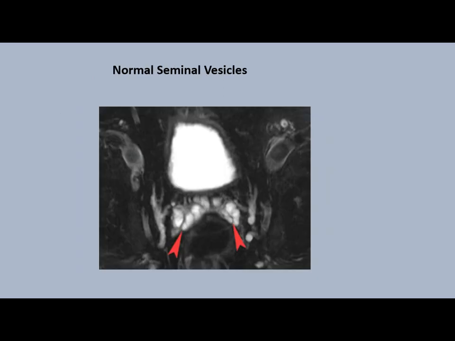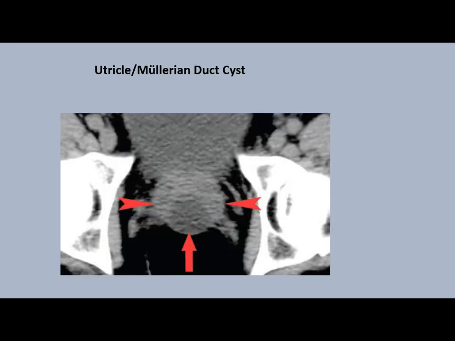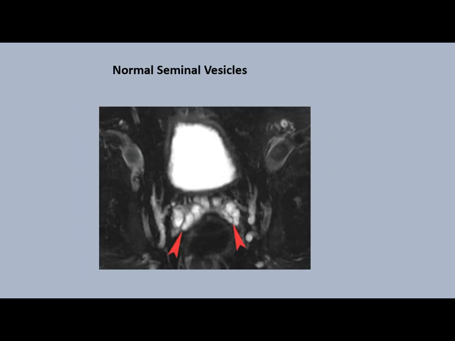This is an incidental finding. The utricle cyst, or Mullerian duct cyst, can cause some symptoms of obstruction, but most of the time it is an incidental finding. And regarding benign prostatic hypertrophy, keep in mind it's not the size of the prostate that is important, it's how much obstruction it causes. If the patient wakes up more than twice at night, this is a significant obstruction. If not, even if the prostate is large, it's not significant. It's not obstructing the lumen of the urethra.